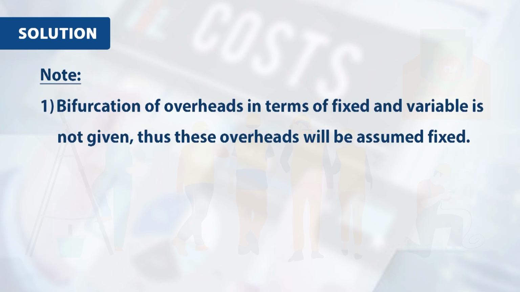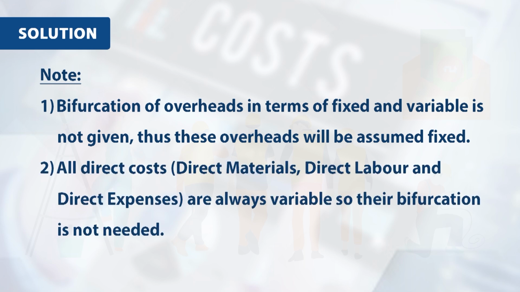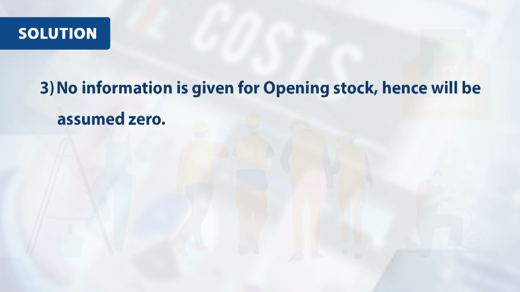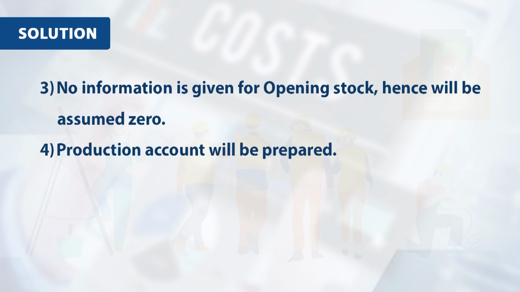For the purpose of solution, note that number 1, bifurcation of overheads in terms of fixed and variable is not given. Thus, these overheads will be assumed fixed. Number 2, all direct costs, that is direct materials, direct labor and direct expenses are always variable, so their bifurcation is not needed. Number 3, no information is given for opening stock, hence will be assumed 0. And fourth, production account will be prepared.